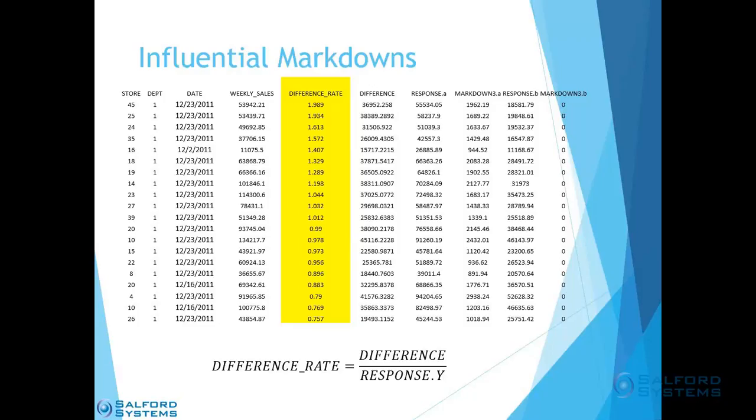And what we did is we took the difference between these two predictions, and that's our difference column in the middle of the table. Then we computed what the difference rate was. So from response B to response A, we had almost a 200% increase in sales that we can assume, or we can hope, was due to Markdown 3. Another interesting thing to notice is the values in Markdown 3A are around 1,000 to 2,000, which we noticed in the partial dependency plot were very influential values.